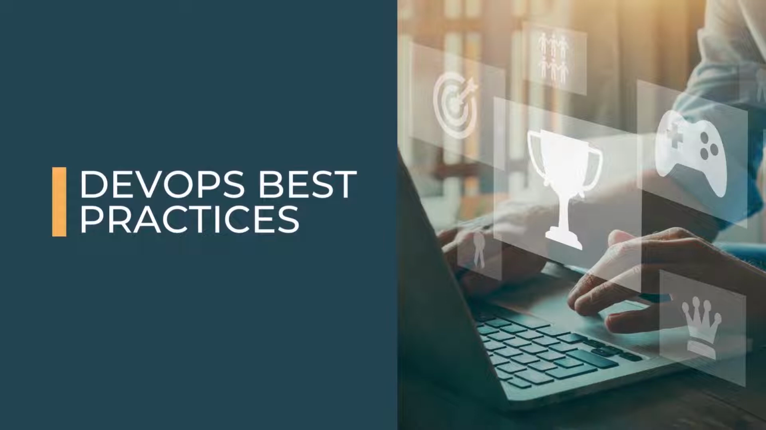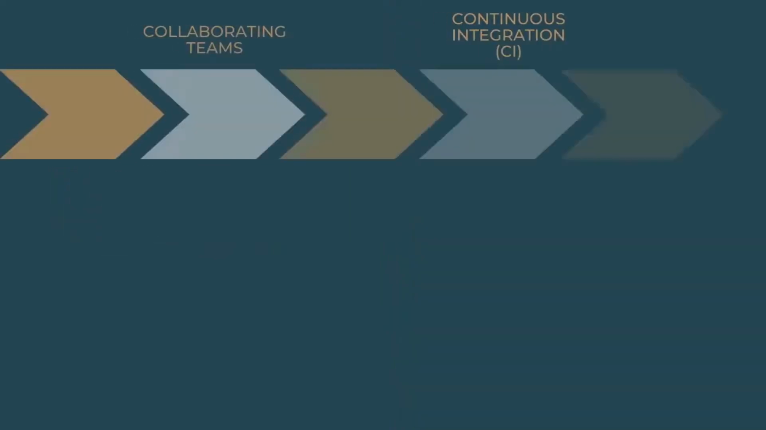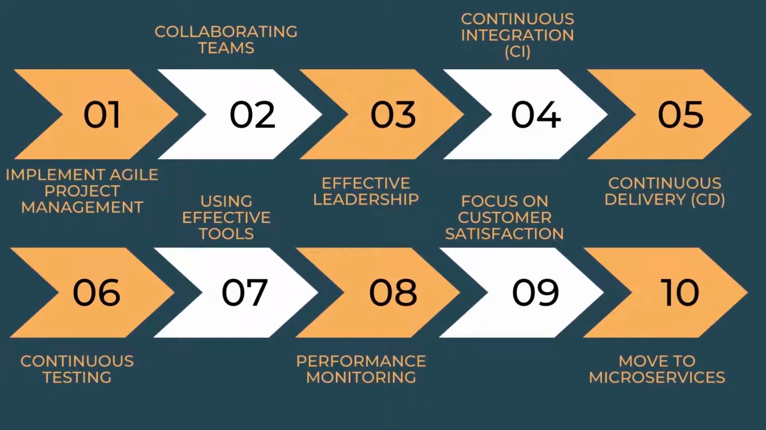Let's move on. Transforming to DevOps helps in attaining several benefits. DevOps will not be a completely newer one but with additional techniques to enhance the processes. The following are some of the practices to be followed while transforming DevOps. First is, implement agile project management. Second is, collaborating teams. Third is, effective leadership.